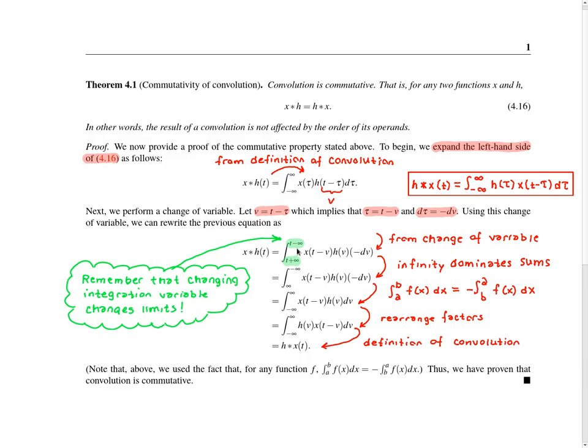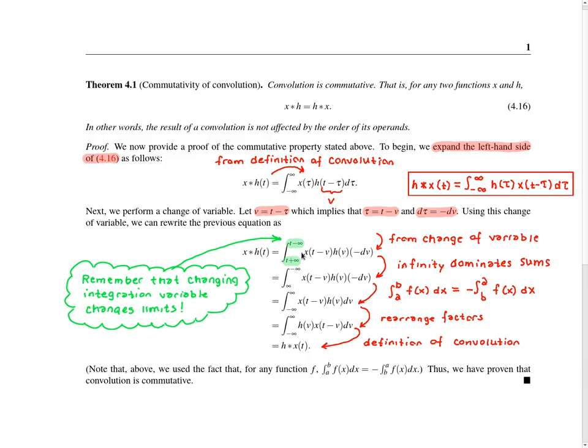For the upper limit, it's a similar strategy. We need to figure out what value of v corresponds to tau equal to plus infinity. We can again use this equation, let tau equal plus infinity, this upper limit, and then solve for v. In this case, v is equal to t minus plus infinity, which is just t minus infinity, which is the upper limit that we get here. So again, always remember that whenever you're doing a change of variable, and the variable you're changing is used for integration, the limits of integration always change. Don't forget this. It's a very common mistake.